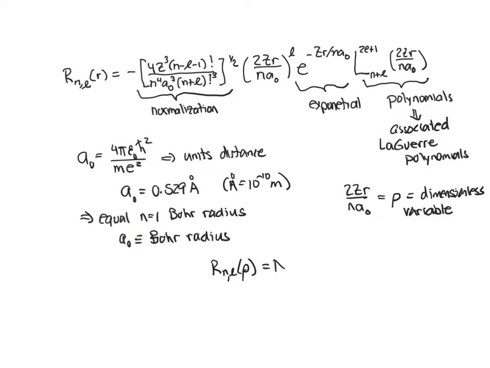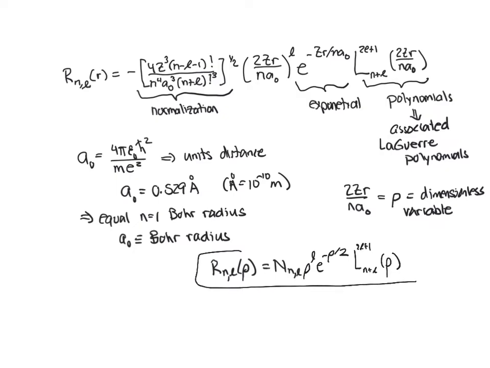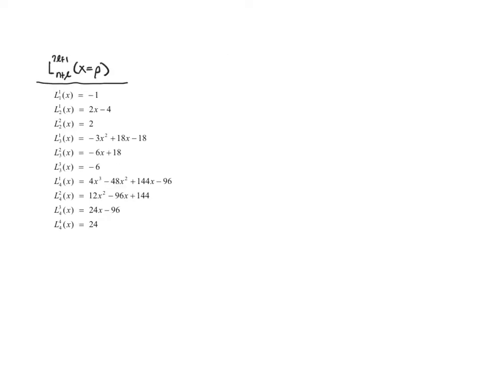And so I have some normalization constant that depends on l and n, times rho raised to the l, times e to the minus rho over 2, times my Laguerre polynomial, which depends on n and l, as a function of rho. So this is the solution to the radial part of my hydrogen atom problem. This table shows some of the associated Laguerre polynomials that solve our radial problem.